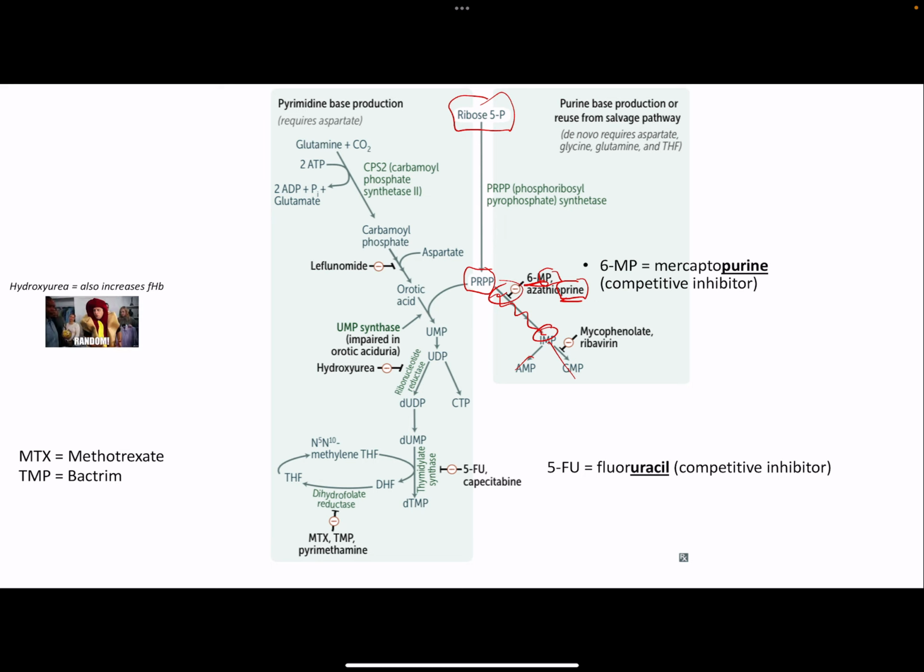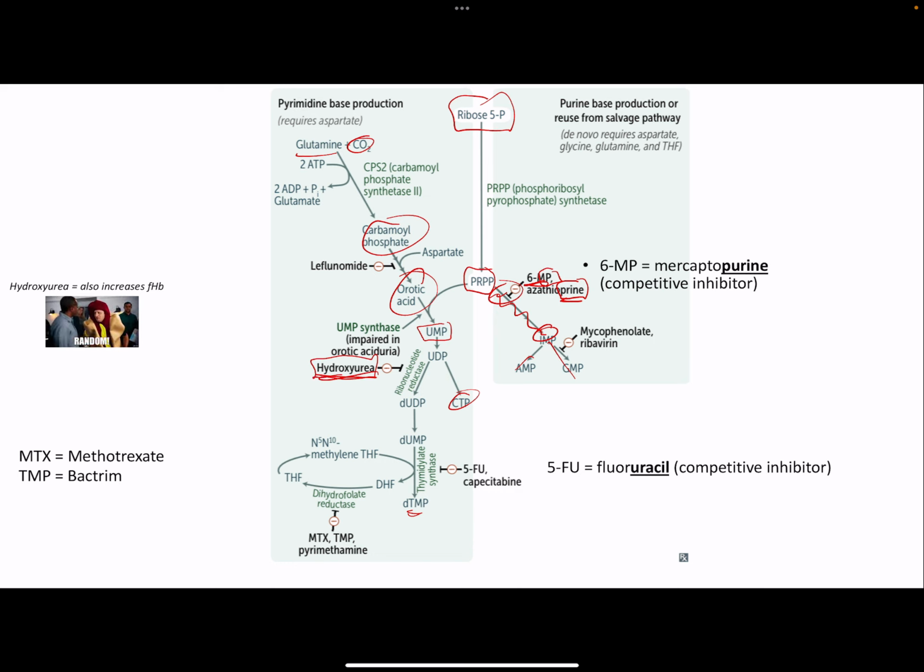Important to know. If we go the other route, remember we had glutamine, which had the nitrogen and CO2. CPS2 makes carbamoyl phosphate, combined with aspartate via aspartate transcarbamylase. We make orotic acid. We now combine that with the PRPP to make the uracil. Ultimately, that makes cytosine. And we want to make a thymine, but remember, we've got to do ribonucleotide reductase. Well, hydroxyurea, kind of random, will inhibit ribonucleotide reductase.